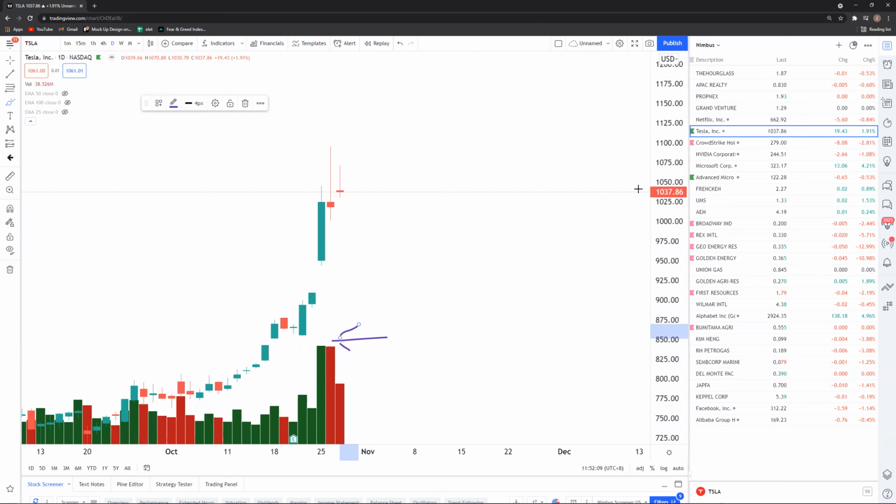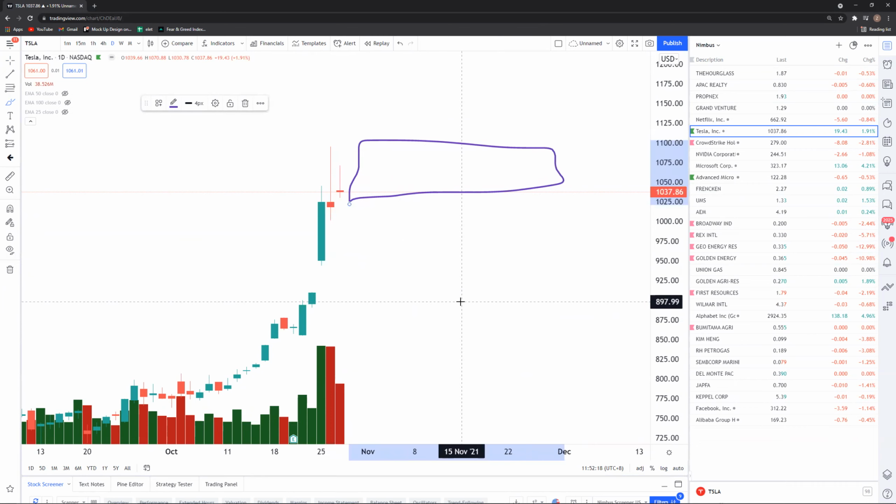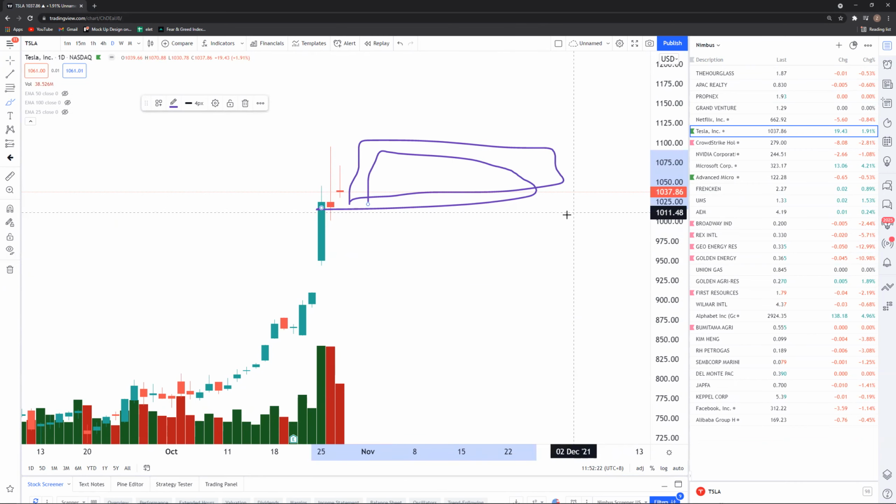So the kind of information that this high volume pin bar tells you is two things. One, a lot of sellers here. Number two, a lot of buyers here also. So that's basically what this candle is telling you.